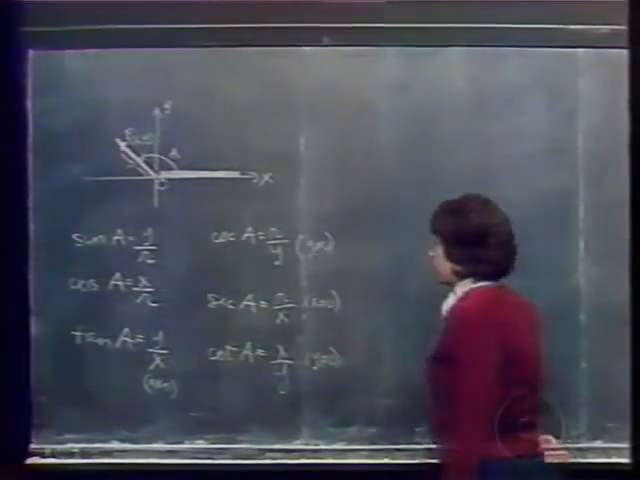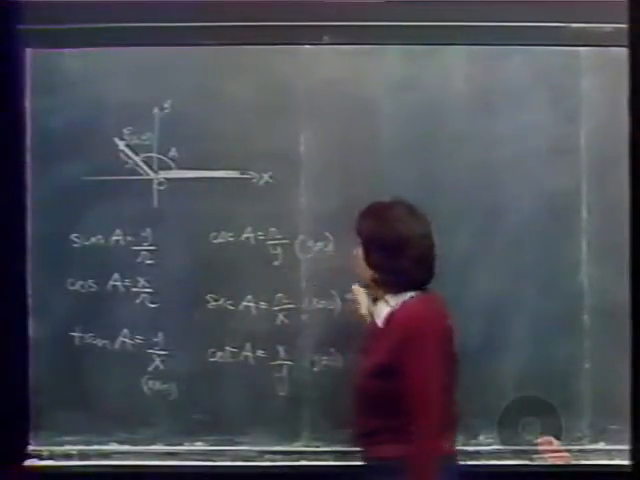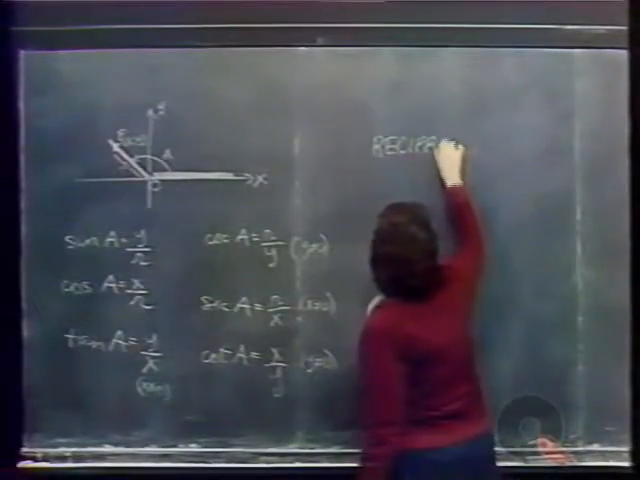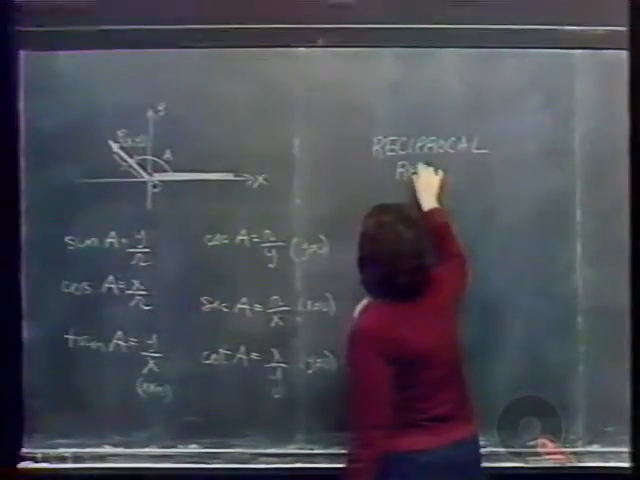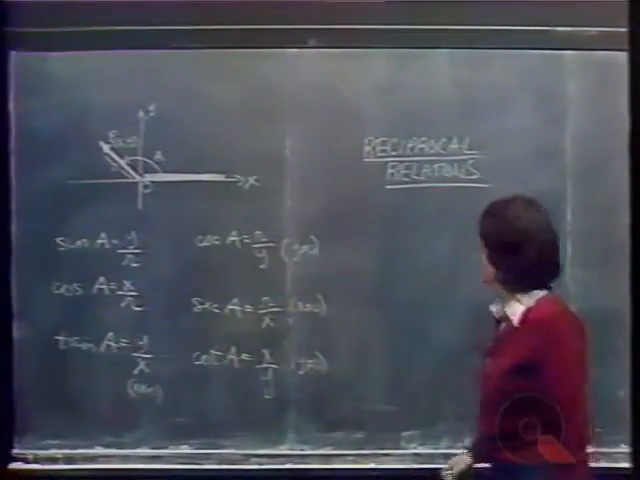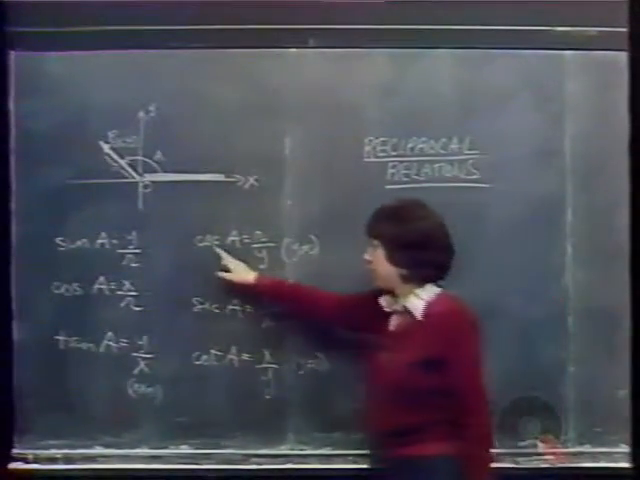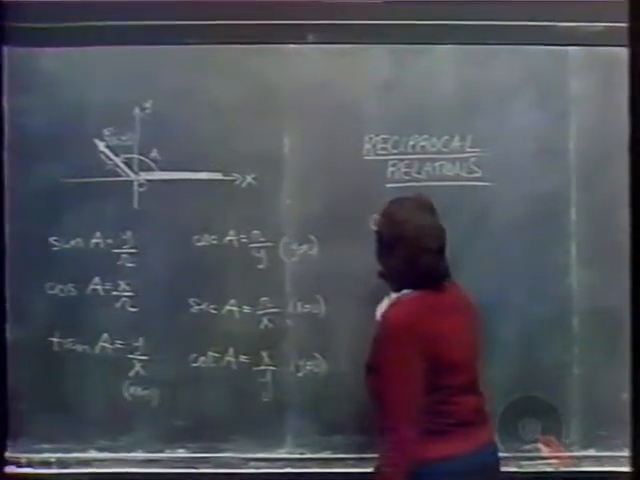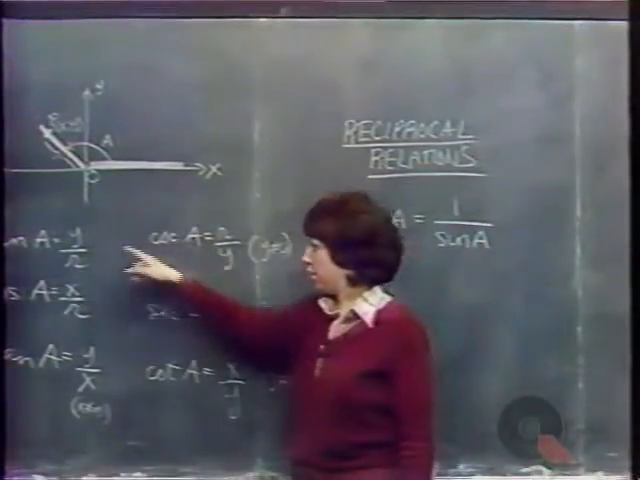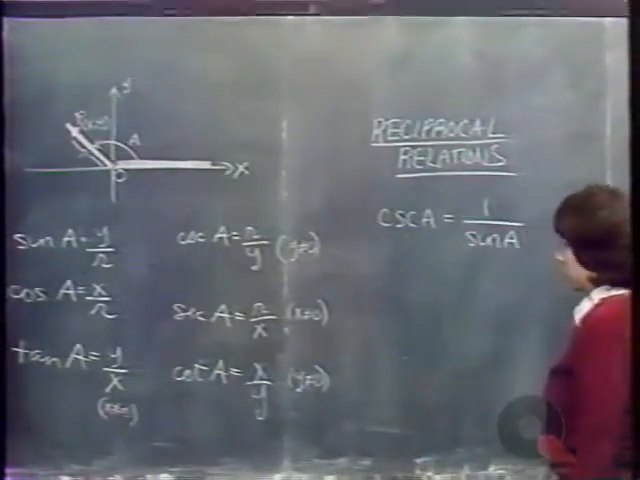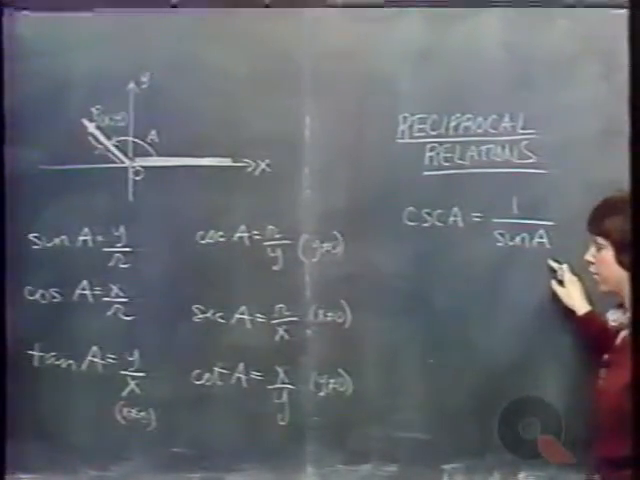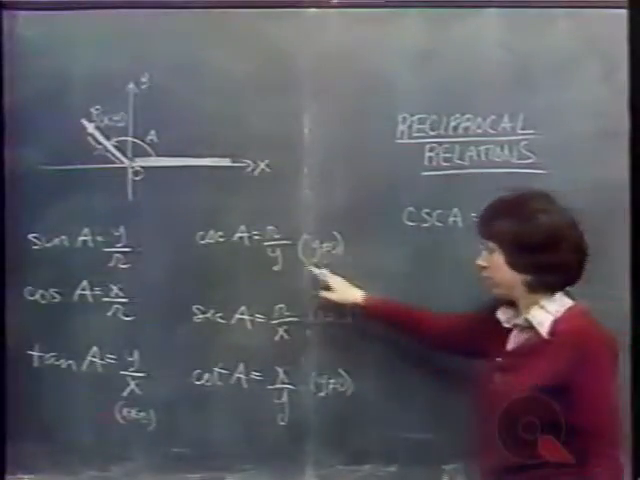The first relationships that sort of jump right out at us are the reciprocal relations that I mentioned a little earlier. These are the most elementary type of trig identities. The fact that cosecant A is 1 over sine A. Cosecant is the reciprocal of sine. Obviously, if you have 1 over y over r, you invert and multiply, and you get r over y, which is cosecant A.